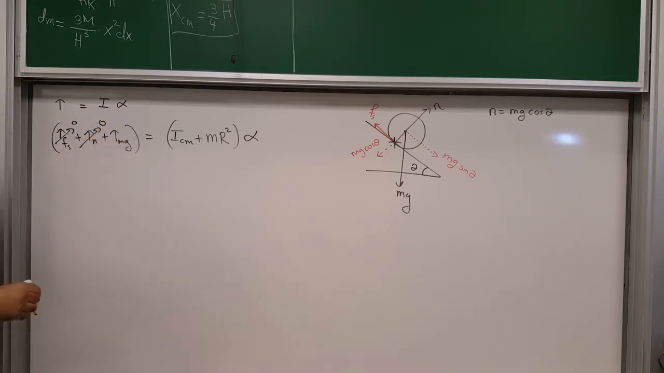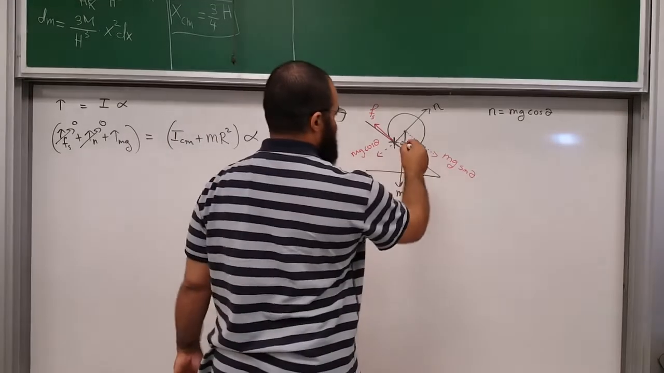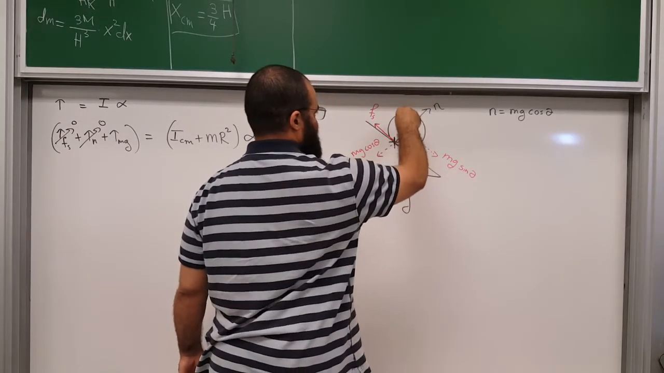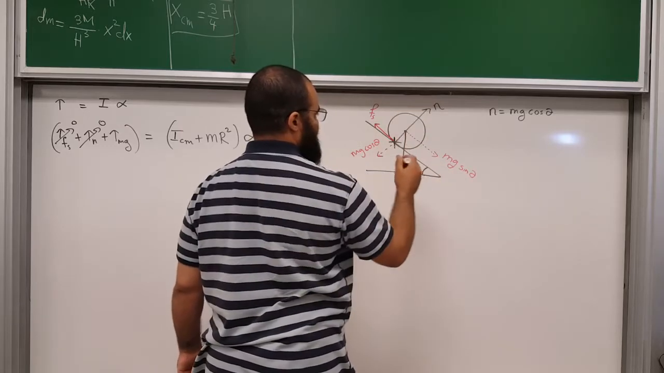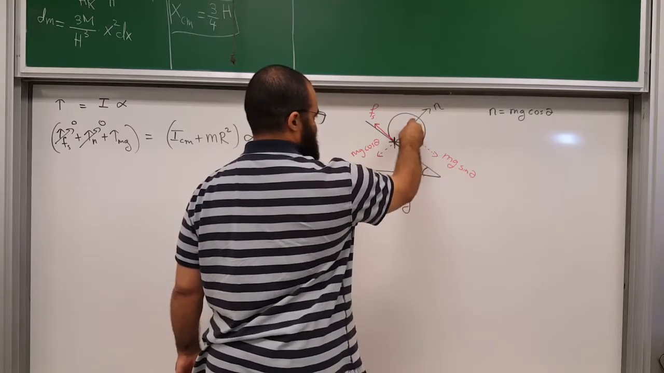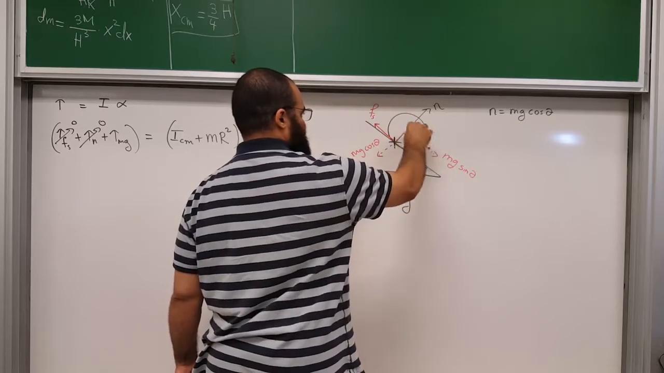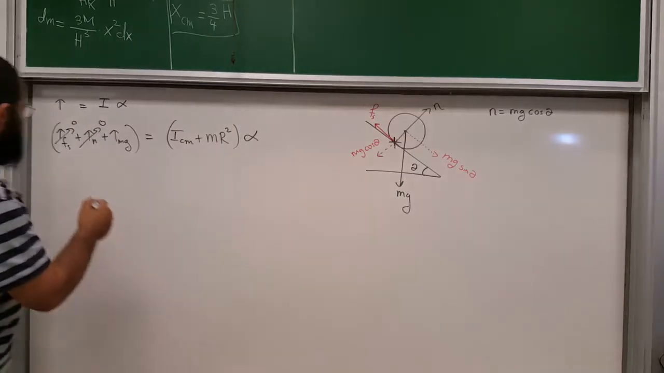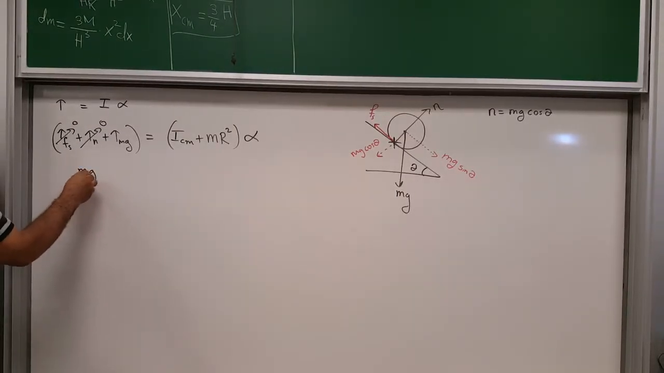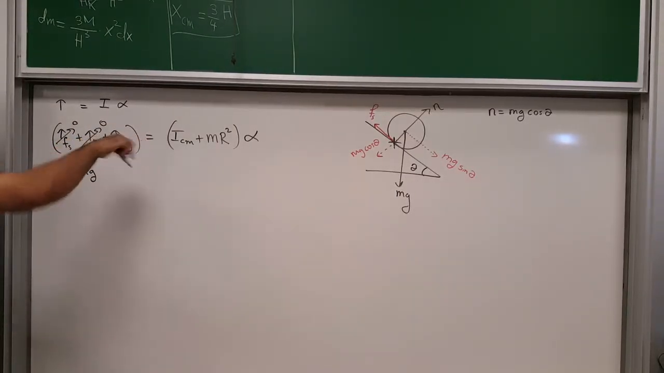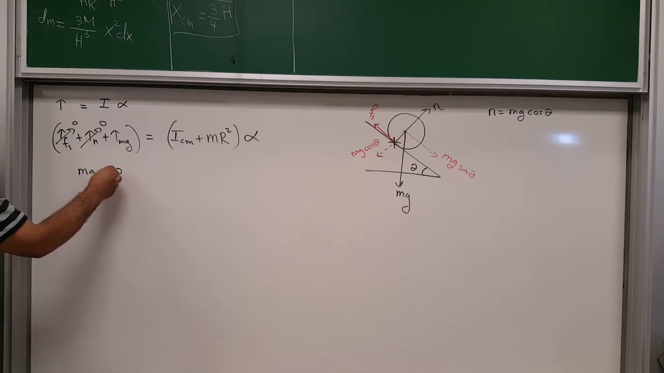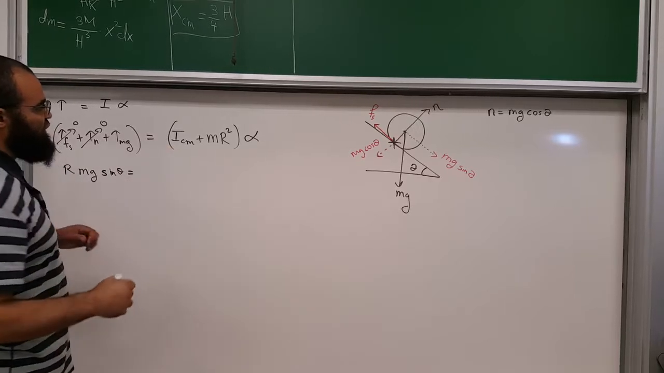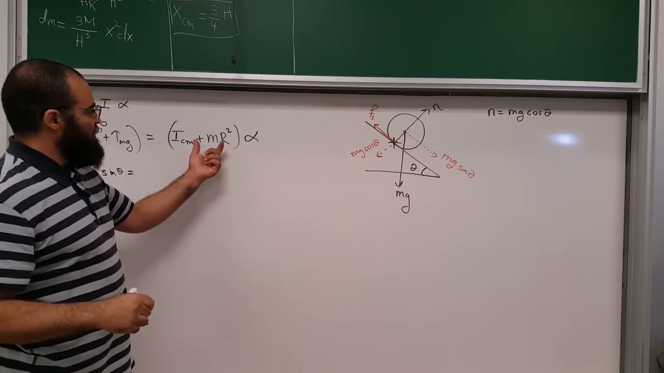The mg contributes something. Remember, to calculate the torque about a point, you need the arm length and then the force that's perpendicular to that arm length. And the force perpendicular to here, well, it's the mg, but only this part of the mg contributes to the torque. So it would be mg, only the perpendicular component. So mg sine theta times r, and that equals the moment of inertia about the center of mass plus mr squared.